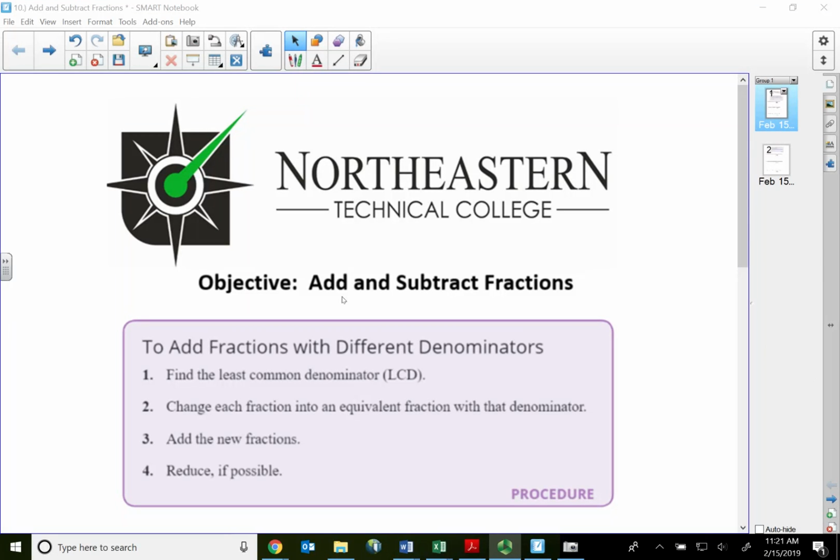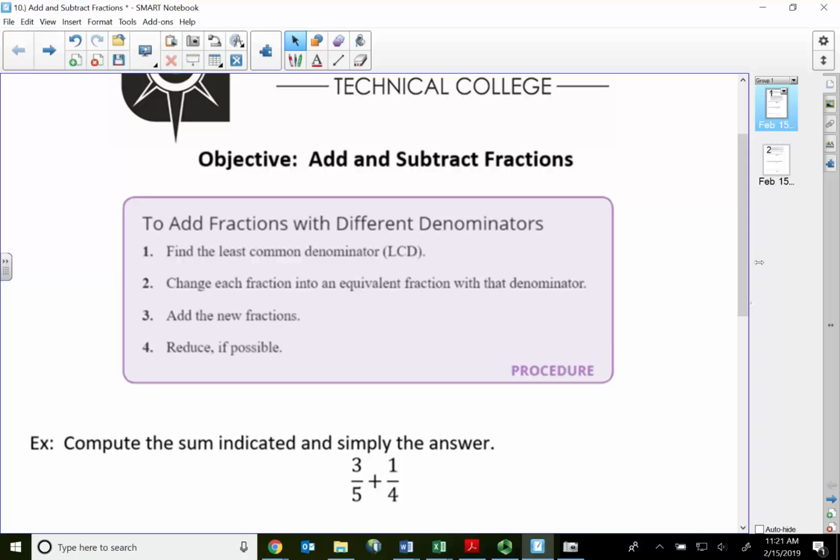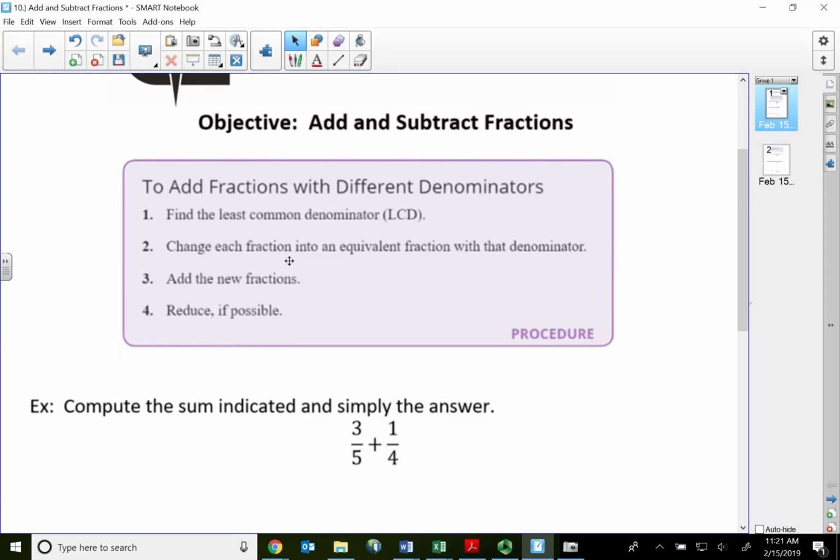In this lecture video, let's take a look at adding and subtracting fractions. Adding and subtracting fractions has the same procedure. The very first thing we have to do is find the least common denominator, or the least common multiple, for the denominators first. Then we change each fraction into an equivalent fraction with that new denominator. And then we add the new fractions and reduce the fraction at the very end if possible.